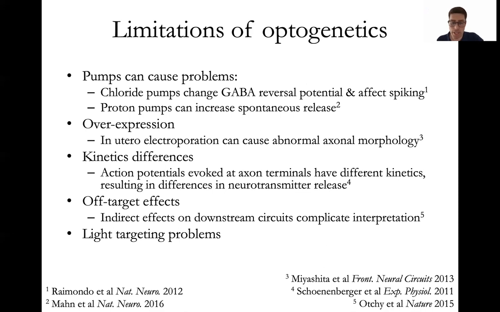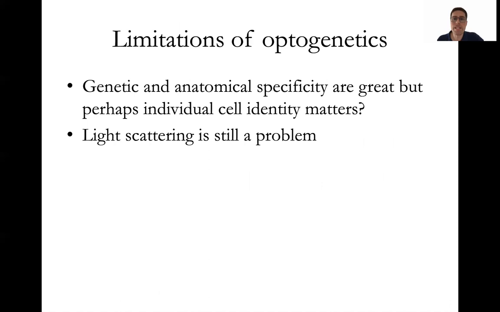There's also light targeting problems. So light targeting problems is basically saying that light scattering is a problem, right? When we put light into the brain, just like if you try to shine light through your fingertip, the light doesn't go through all the way. You see this sort of diffuse light coming out the other side. And this is because opaque things like tissue, brain tissue, they scatter light. They cause the light to be deflected from its course.